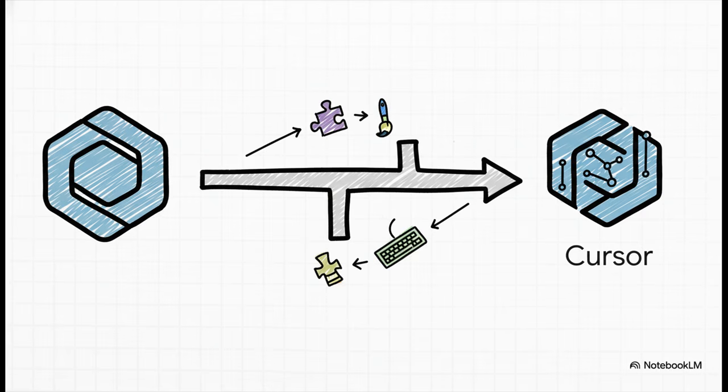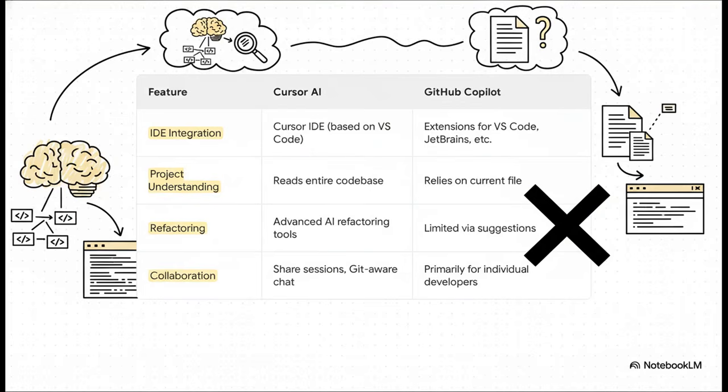But that familiar setup, that's just the beginning. You might be thinking, well, how is this different from GitHub Copilot? And that's a fair question. The big difference is that Copilot is a plugin in your editor, while Cursor is an entire editor built around the AI. And that leads to this huge advantage, project understanding. Cursor can read your whole code base, not just the file you're in. That deep context is a total game changer.